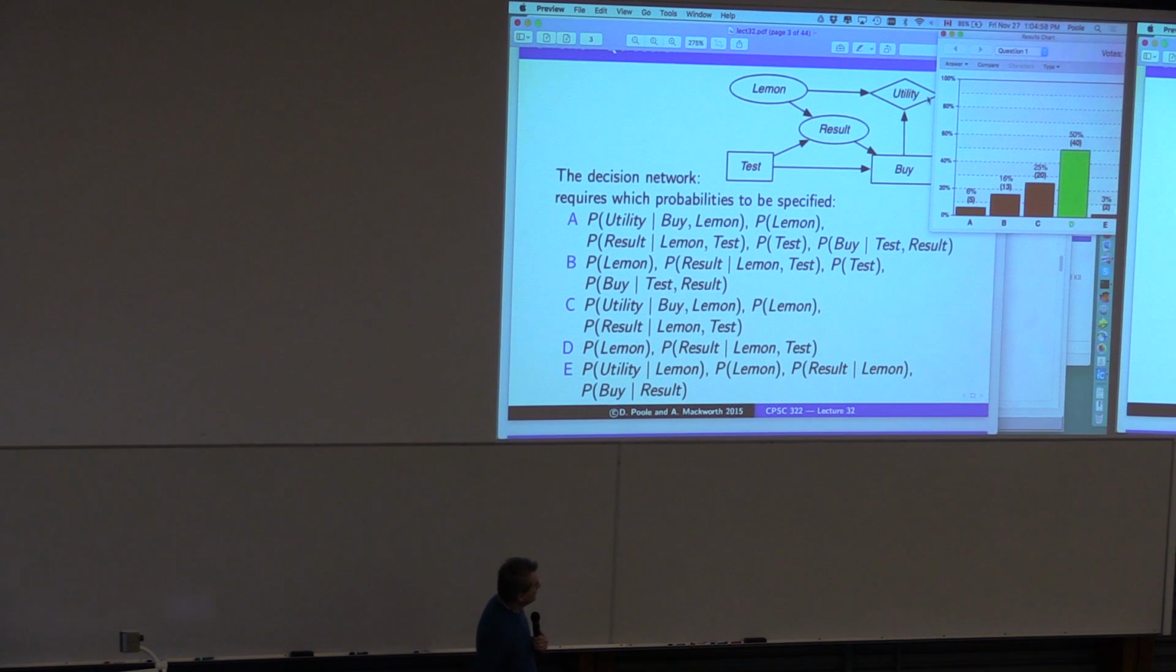What was B? There's no probability of the tests or buy. There's no conditional probabilities for testing or buying. There's no conditional probabilities for these decision nodes. There's only the probabilities of each random variable given its parents. Any questions about that? This is the same question as last time. I just changed the graph slightly.